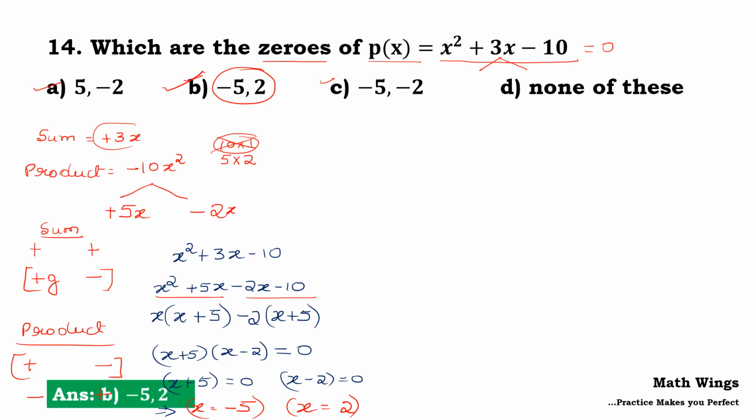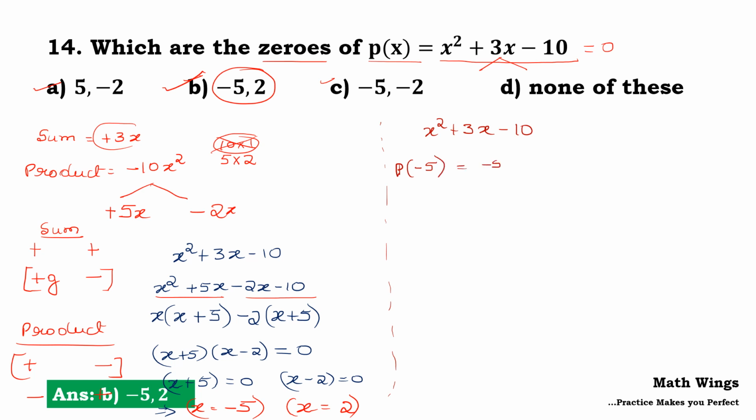Correct? So, another method, as I said, you can just substitute minus 5 in the polynomial. Check whether the value of the polynomial is equal to 0. So, let us just check it. Observe here, just to cross verify, I'll use the same option and check whether I get LHS equal to RHS. I have x squared plus 3x minus 10. Let me check the value of the polynomial at minus 5.